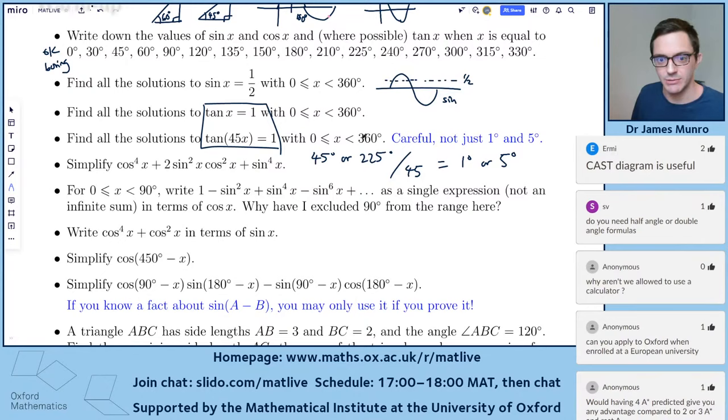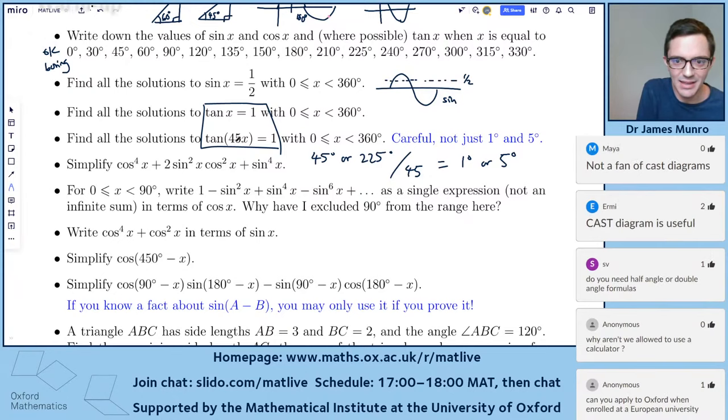I've seen it catch people up quite a bit before: having x in this range doesn't mean that 45x is in this range, which sounds silly when I say that out loud, but it's a mistake you can make.